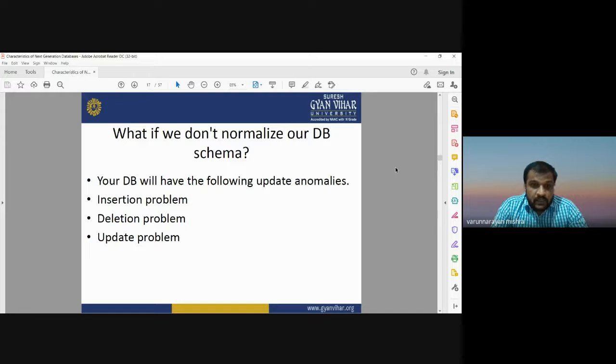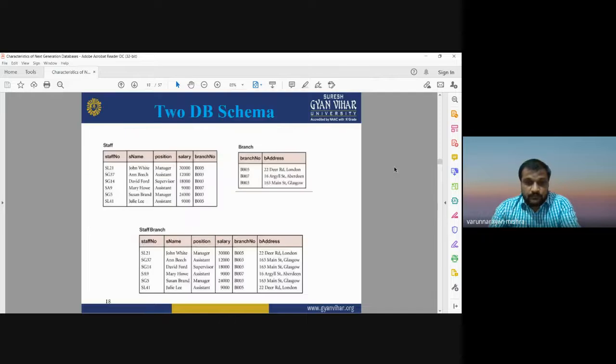If we don't normalize the schema of our database, there may be some anomalies during the insertion, deletion, and update process. Now, two database schemas means we have two databases, and we can easily work on the joining of these two databases.